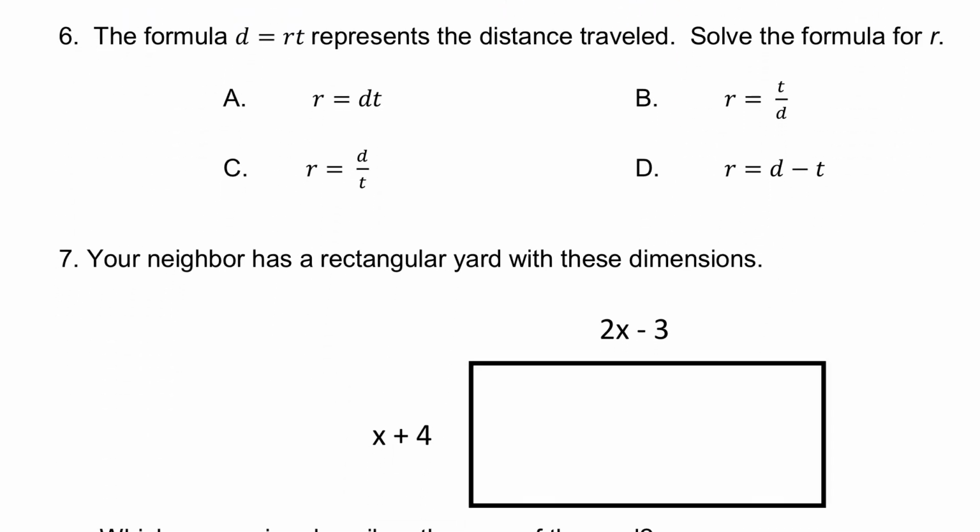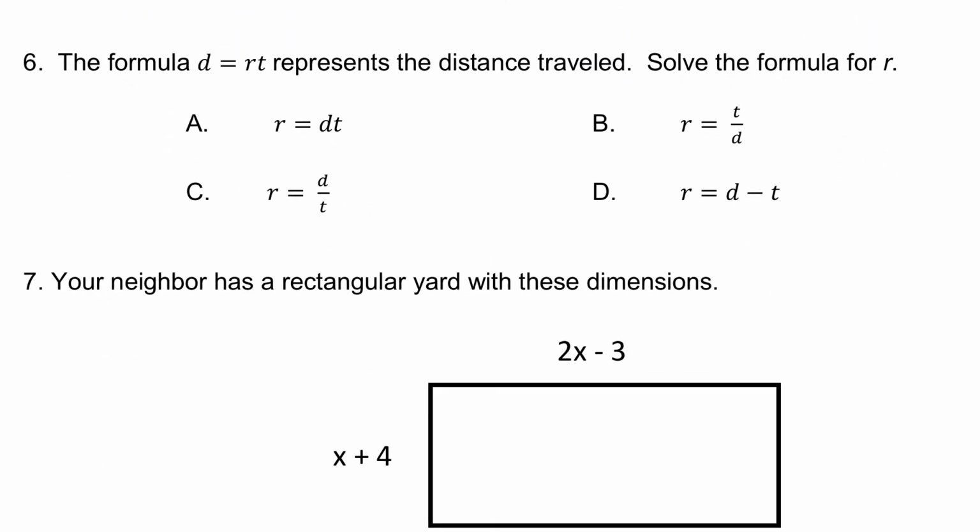All right, number 6. The formula D equals RT represents the distance traveled. Okay, so this is kind of a physics concept here. D is distance, R is the rate, and T is the time. So if you have your rate of speed like 30 miles per hour and you travel for 5 hours, you would go 150 miles. That's how we figure that out. They want you to solve the formula for R. So you have D is equal to R times T, and they want you to solve for R.